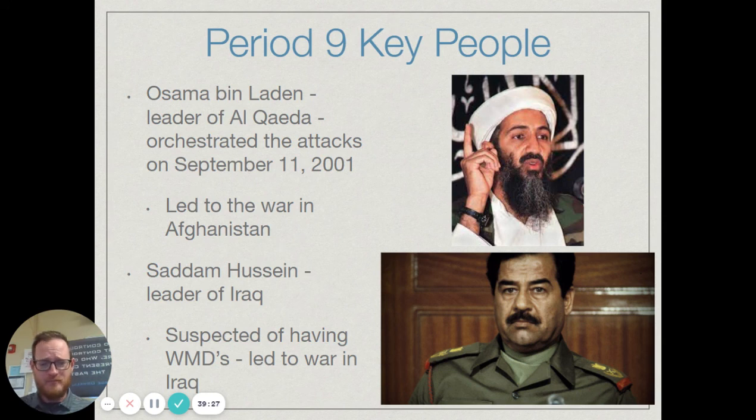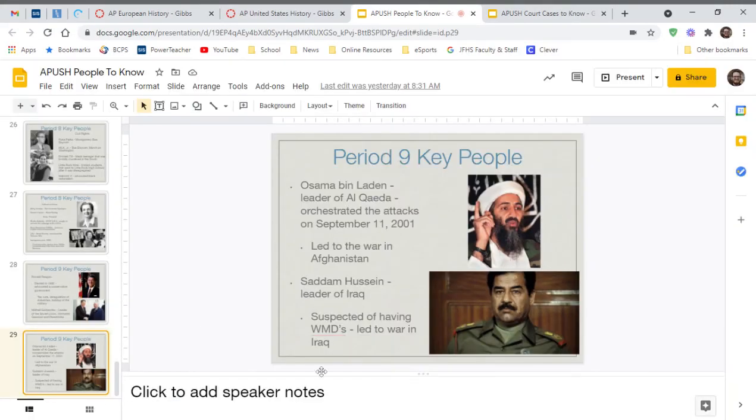Saddam Hussein, we mentioned him as the leader of Iraq. He's the one suspected of having weapons of mass destruction, and he is the one that would eventually be caught by U.S. forces and be turned over to his own people to go on trial and would be executed. So those are the key people with Unit 9.